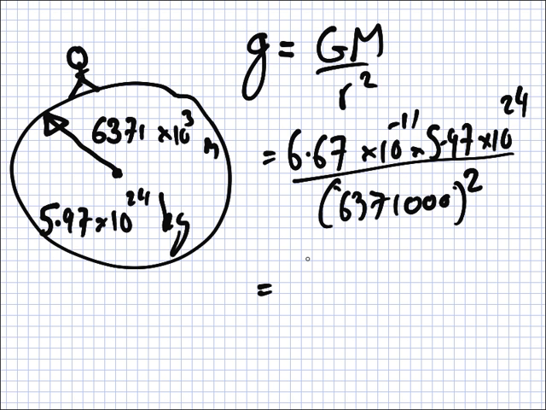What did you get? Where have we seen 9.81 before? Seems a bit familiar, doesn't it?